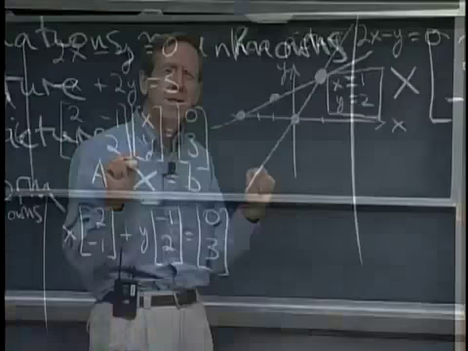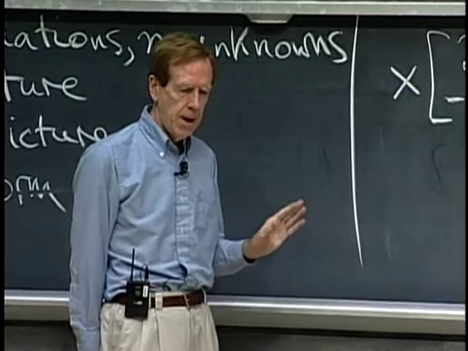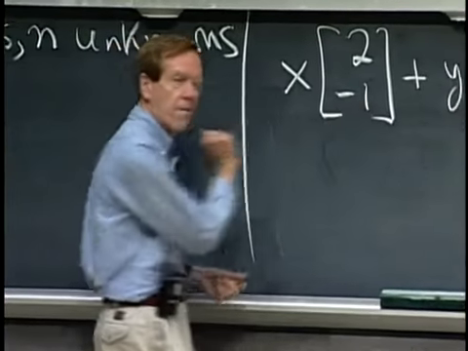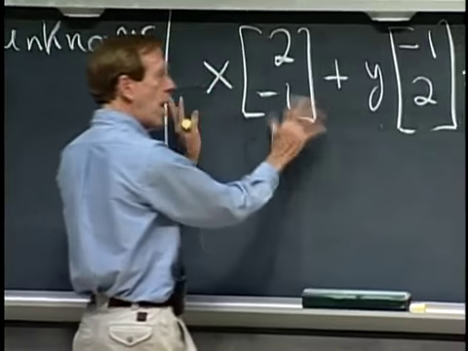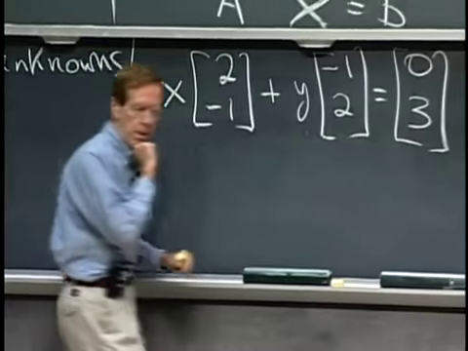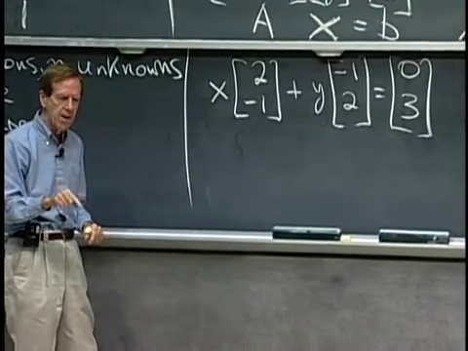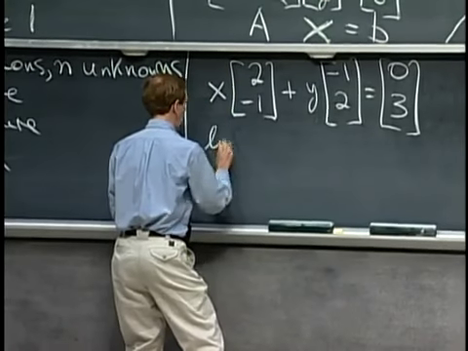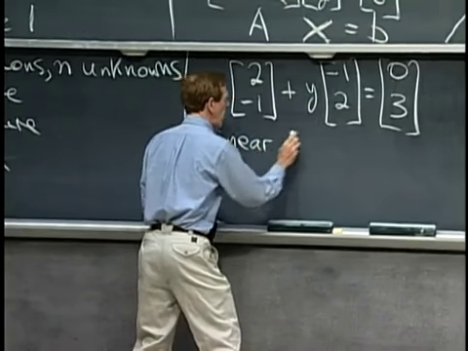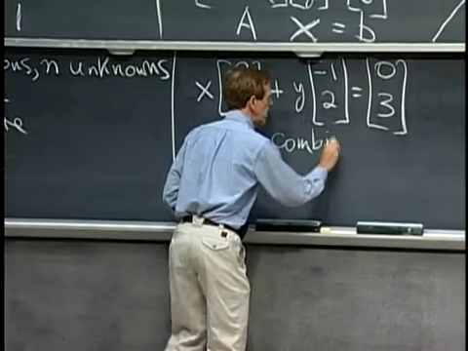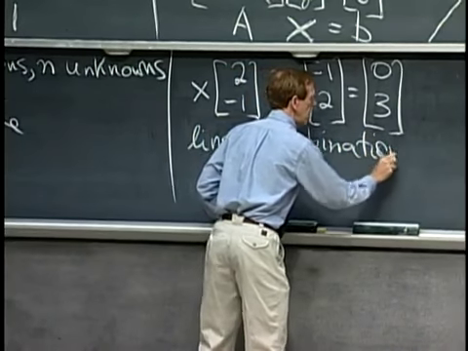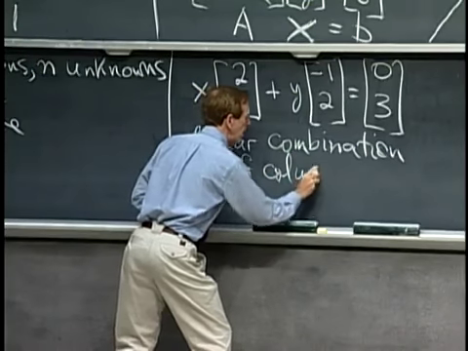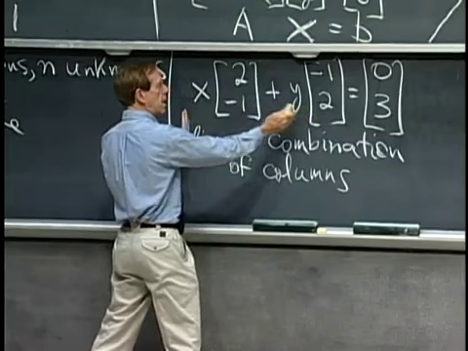And now what is the equation asking for? It's asking us to find, somehow, to combine that vector and this one in the right amounts to get that one. It's asking us to find the right linear combination. This is called a linear combination. And it's the most fundamental operation in the whole course. It's a linear combination of the columns. That's what we're seeing on the left side.